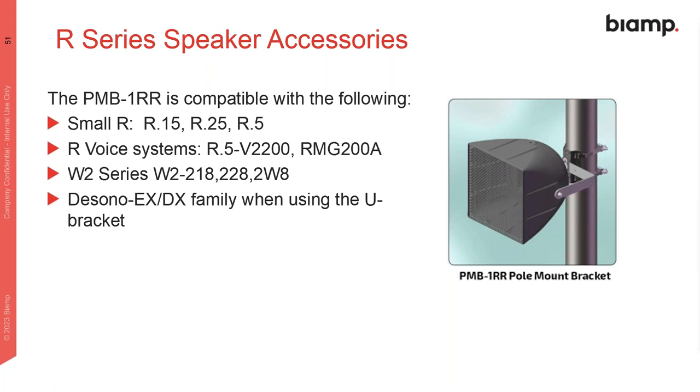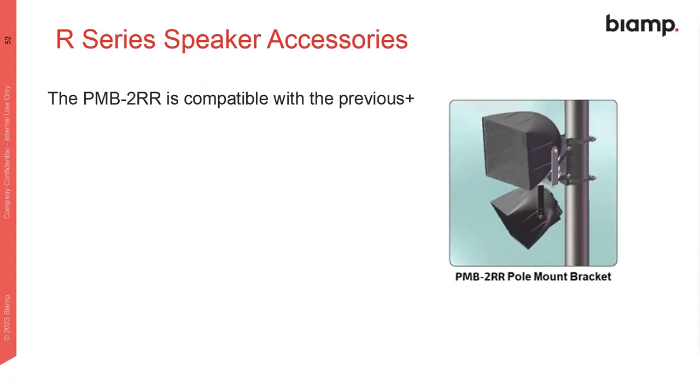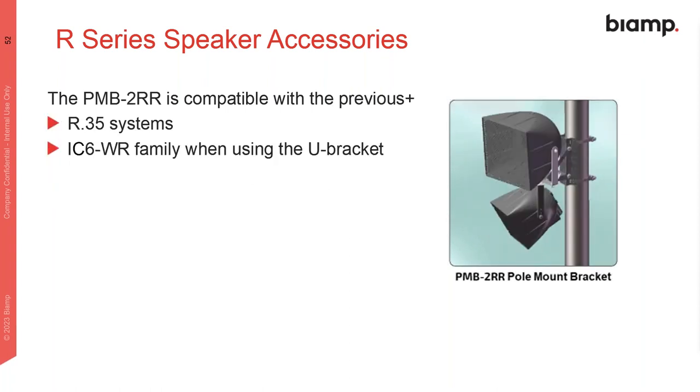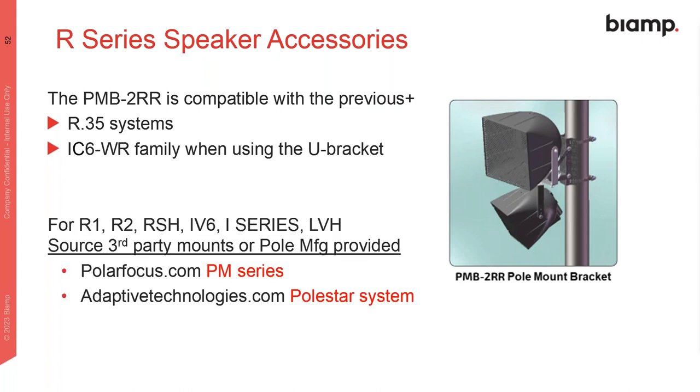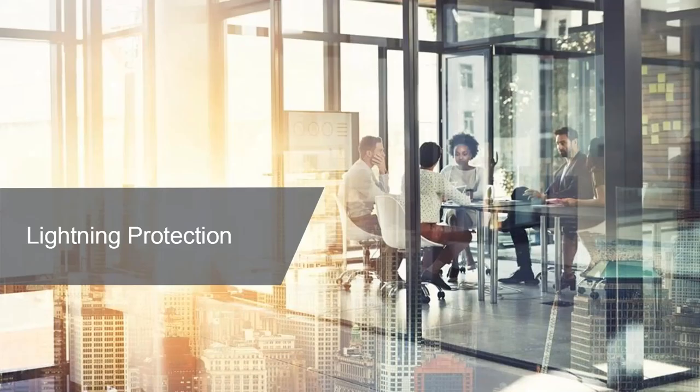Also the small W series voice systems, and when using the yoke bracket, the Desono EX and DX systems. The PMB2RR, which gives you pan-tilt capability, is compatible with the previous and also with the R.35 systems and the IC6WR family, which have a wider yoke. Those two systems have wider yokes and are not compatible with the PMB1RR. Again, for the larger systems, contact a third party to provide the needed solution that's safe.